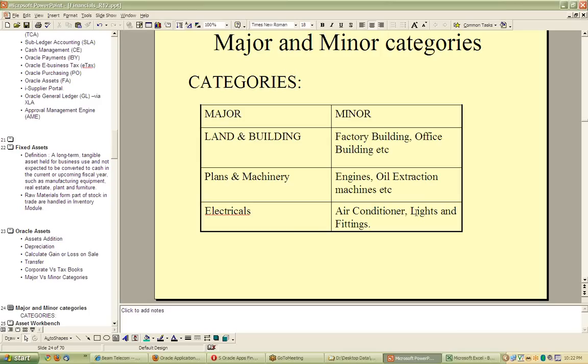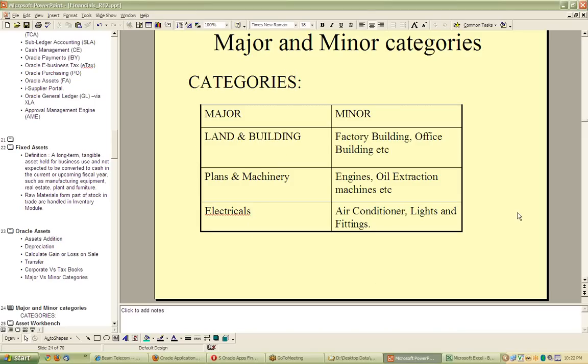Let's say we have a major category called land and building. Within that, you can have minor categories: factory building, office building, etc. If you have a major category of plant and machinery, you can have engine, oil extraction machinery, etc. Because we know the depreciation for land and building is quite different from that of electrical equipment, we just categorize it based on depreciation rates or other similar characteristics.